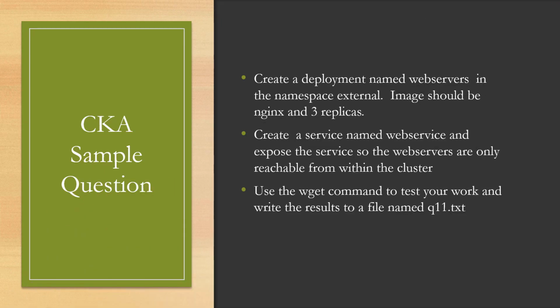The question: create a deployment named web servers in the namespace external. Image should be Nginx and 3 replicas. Create a service named web service and expose a service so the web servers are only reachable from within the cluster. Use the wget command to test your work and write the results to a file named q11.txt. Alright, let's get started.